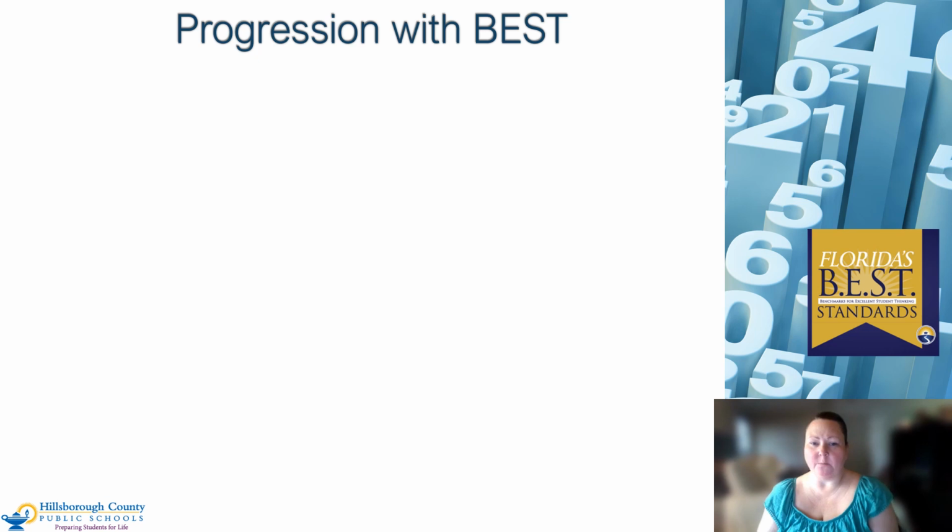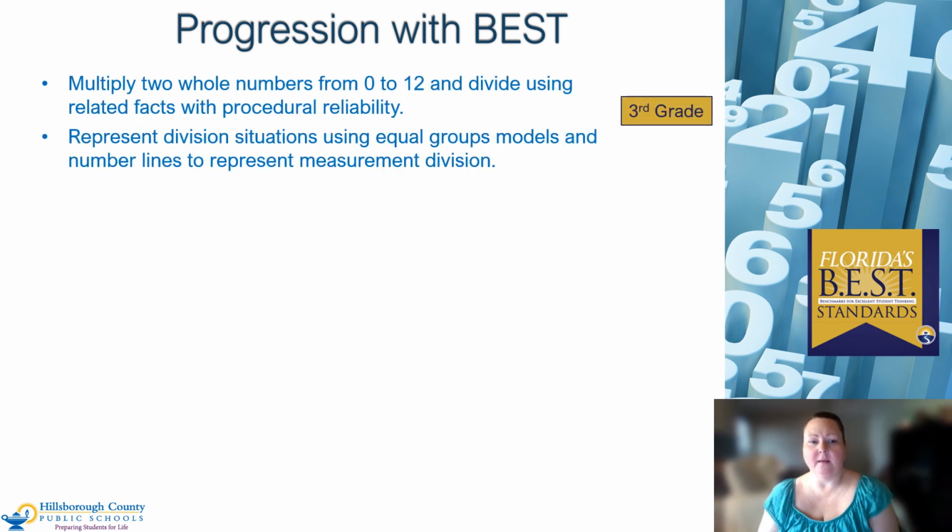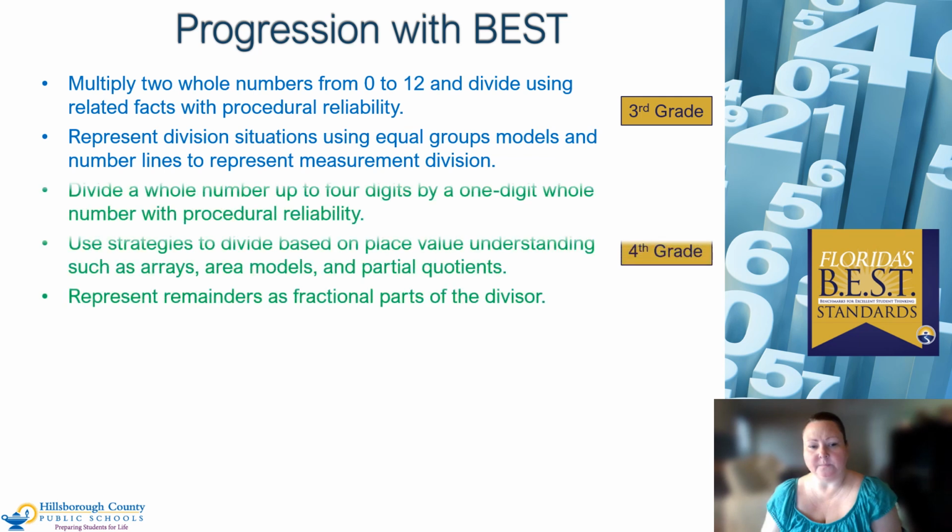So looking at the progression with BEST, in 3rd grade, students multiplied two whole numbers from 0 to 12 and divided using related facts with procedural reliability. And they represented those division situations using equal groups models and measurement division models such as number lines. In 4th grade, we're dividing a whole number up to 4 digits by a 1-digit whole number with procedural reliability. And this includes strategies based on place values such as arrays, area models, and partial quotients. And we're also representing remainders as fractional parts of the divisor.